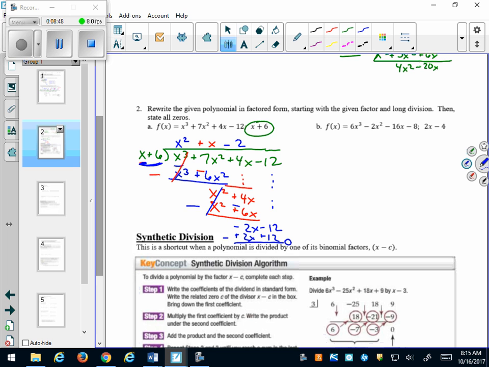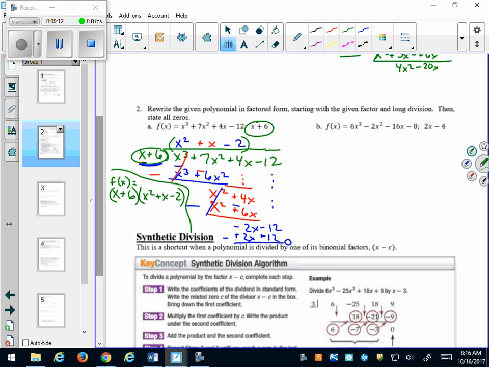So this polynomial can be rewritten as a product of this times this. So we have x plus 6 times x squared plus x minus 2 as a new way of writing f of x.